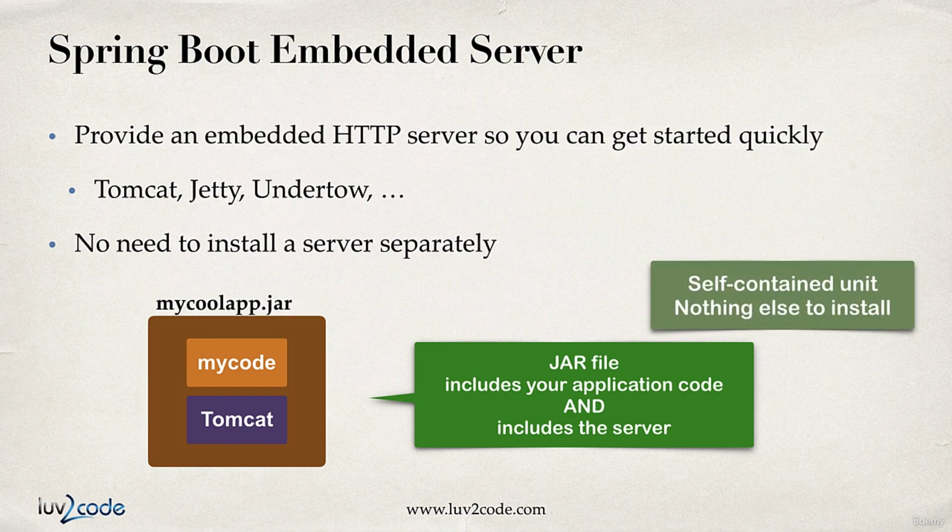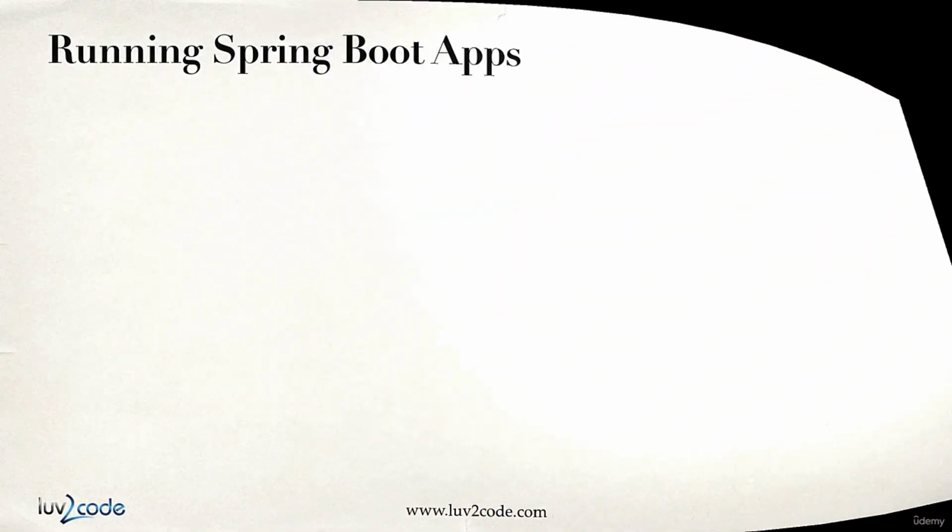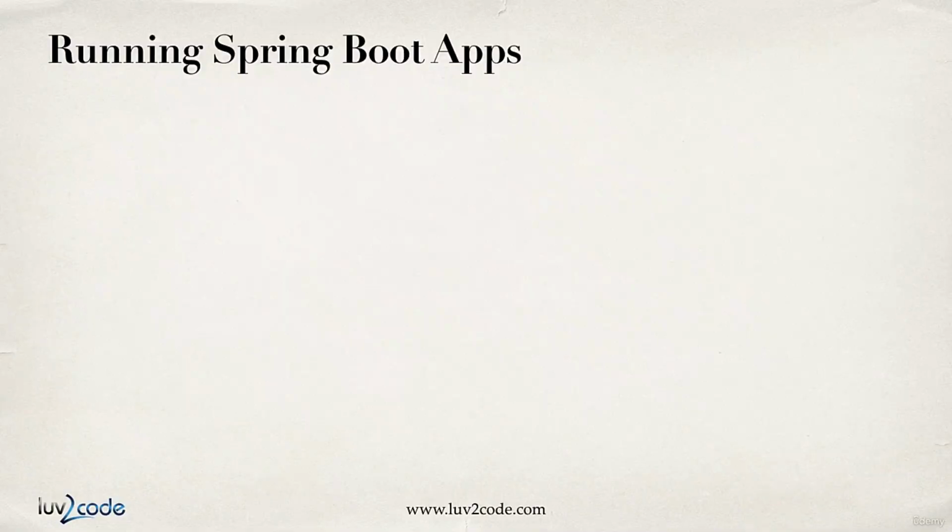So the nice thing about this is that it's a self-contained unit. There's nothing else that you have to install. So there's no separate Tomcat installation you need or JBoss installation or whatever. You actually have the application server as part of your code, and you can run it independently, or you can run your application standalone. All right, so this is kind of a good segue in here for this next slide.